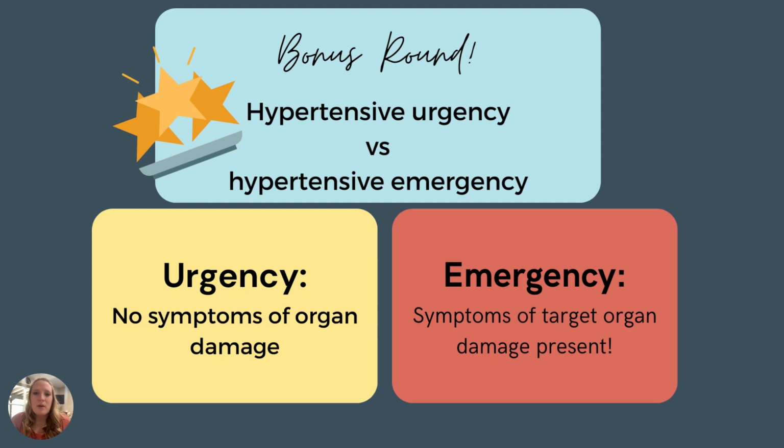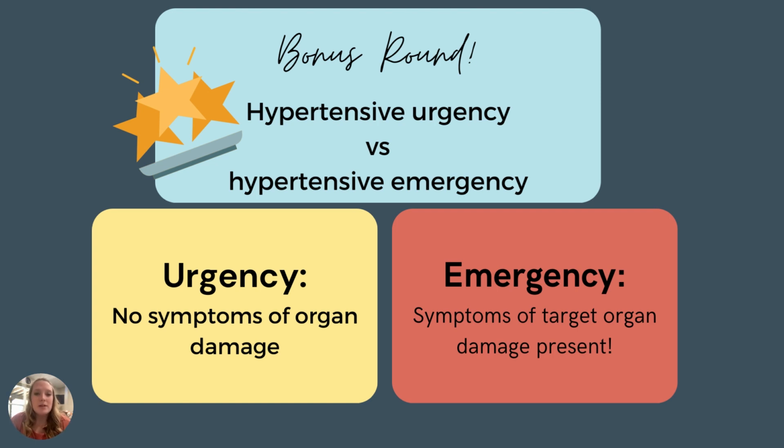And here's a little bit of bonus information for you all. We discussed how a hypertensive crisis is a blood pressure of 180 over 120 millimeters of mercury or higher. But how do we differentiate beyond that? What is a hypertensive urgency versus a hypertensive emergency?